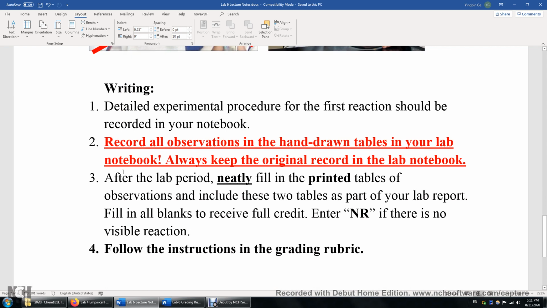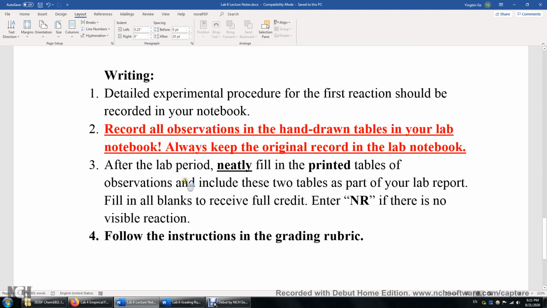About writing. You just need to record the experimental procedure for the first reaction. You do not have to repeat the procedure 56 times. Again, you will do 28 reactions between known chemicals and also 28 reactions between unknown chemicals. It does not make sense to write the same procedure 56 times. It's more important to observe and record carefully. Again, in the end, you will be able to identify these unknown chemicals solely based on your recorded observations.